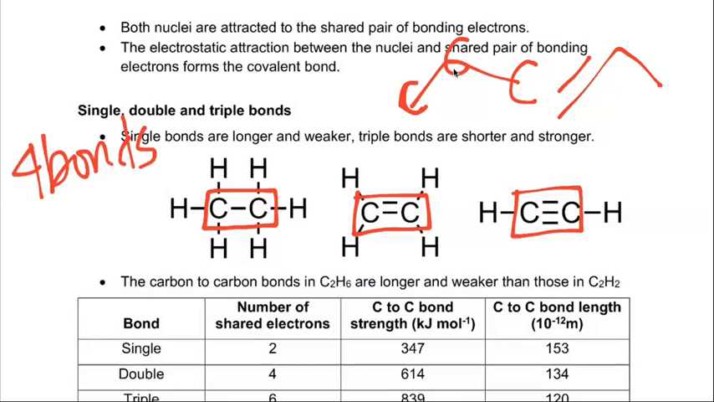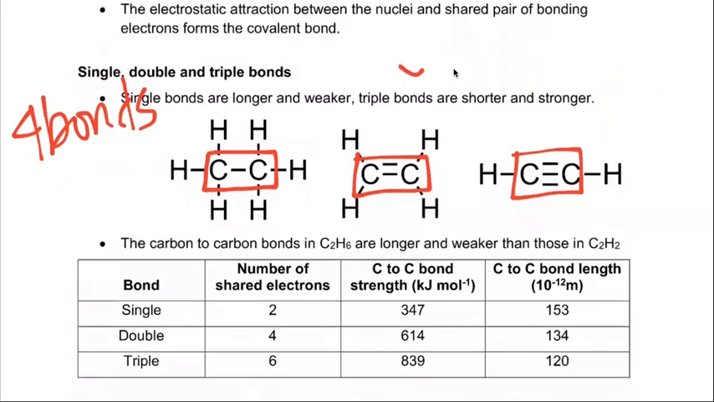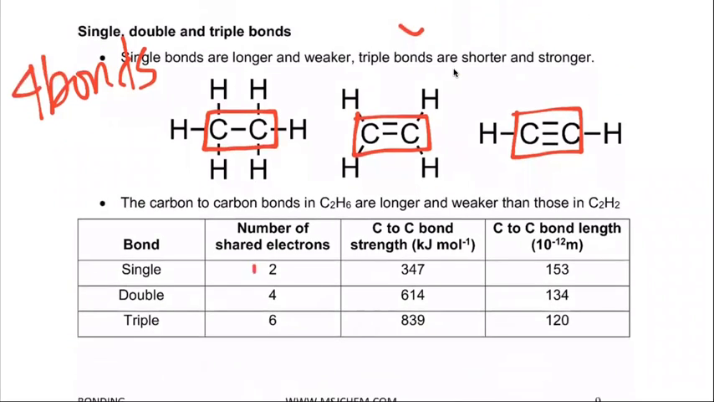But for today, what we're going to focus on is the fact that with the double bond and the triple bond, you're adding more electrons that they're sharing. So here, the number of shared electrons increases as the number of bonds increases. If you look, what happens to the strength of the bond as we increase the number of bonds? It increases, right? It went from 347 all the way up to 839. What happens to the bond length as you add more bonds?